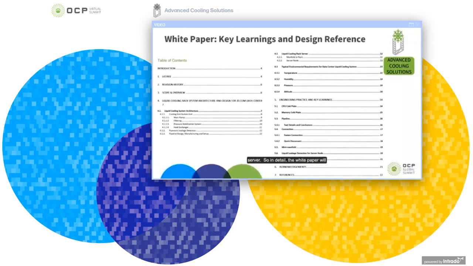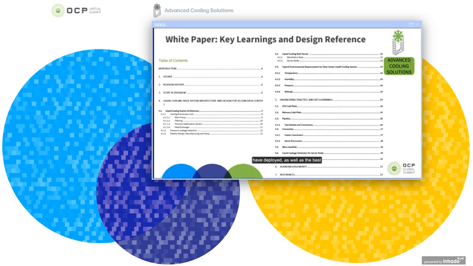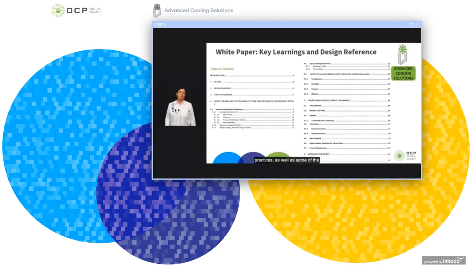So in detail, the white paper will cover a lot more details about the cold plate technologies that we have deployed, as well as the best practices, as well as some of the quick connect technology, as well as the proof of concept at JD.com.